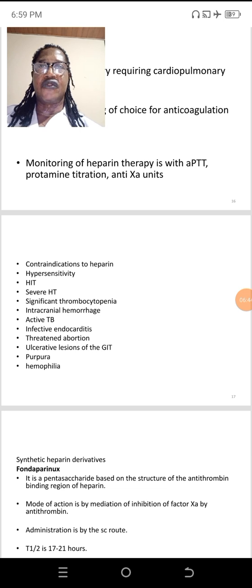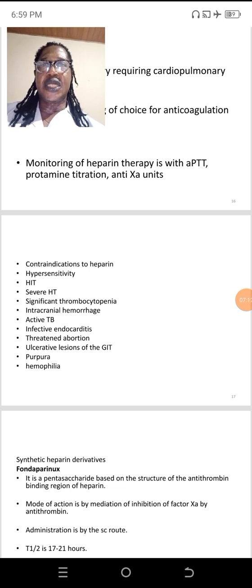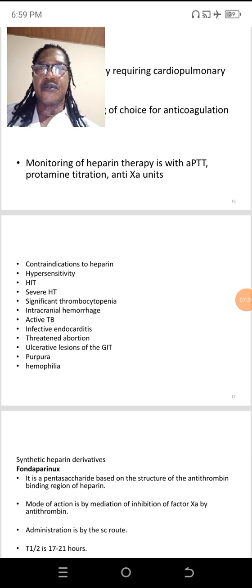There will be formation of thrombus, which will block vessels like the temporal vessels and other vessels in the body. And when this is discovered, treatment is to immediately discontinue the heparin and switch to a different anticoagulant. And a patient who has developed heparin-induced thrombocytopenia should never be treated with heparin again in future.